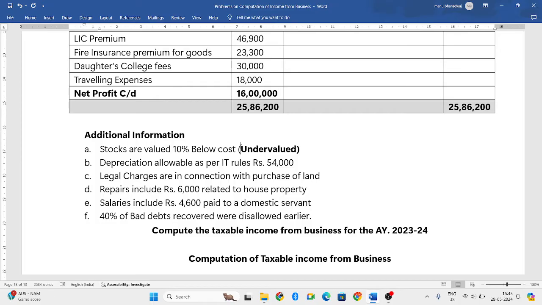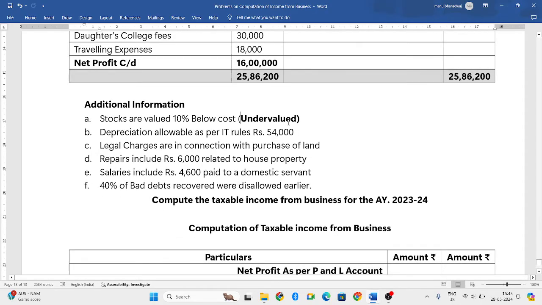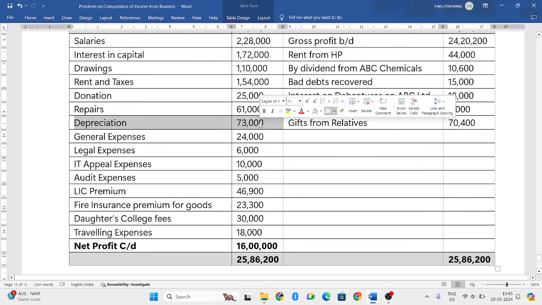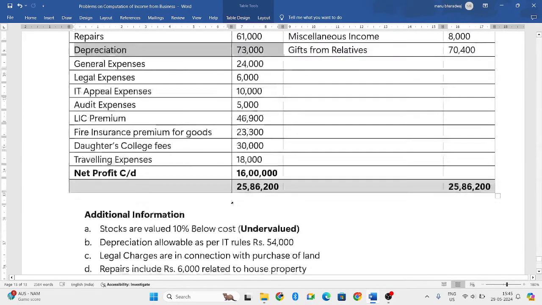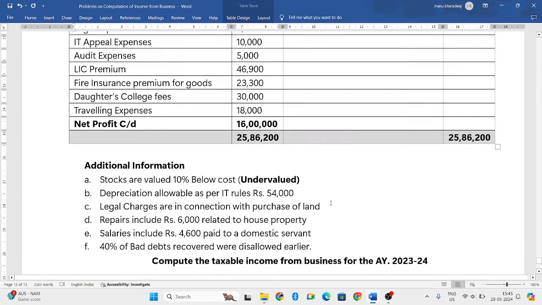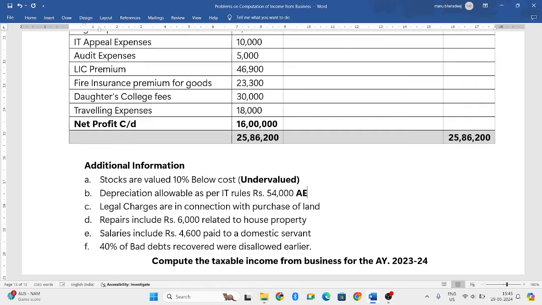This is regarding undervaluation of stock. Next, let us see the next adjustment, that is depreciation allowable as per IT rules is 54,000. As I told you, in our P&L account also they have given the depreciation, as well as in additional information also they have given depreciation. When they have given depreciation on both sides, consider the P&L account depreciation as inadmissible, and whatever they have given in adjustments, take it as admissible expenses.